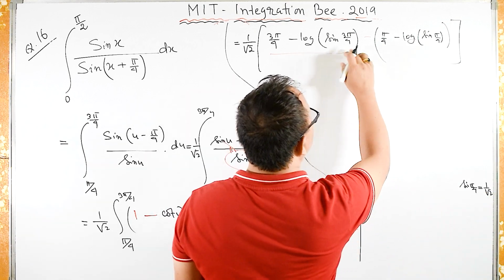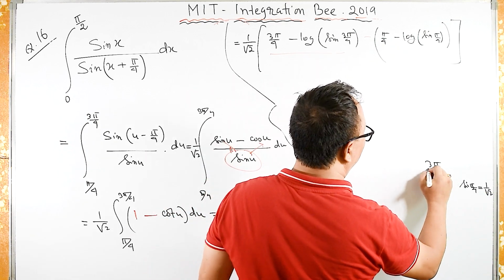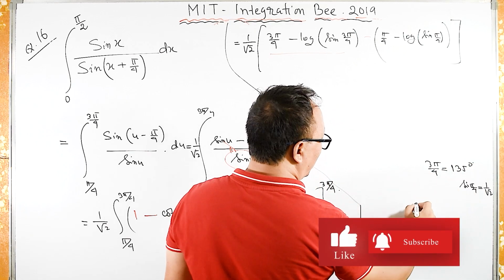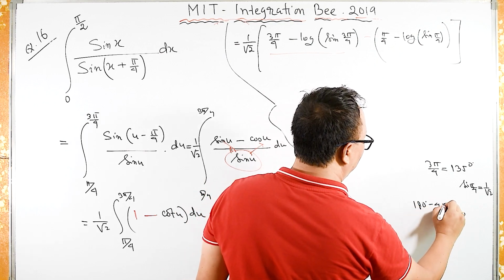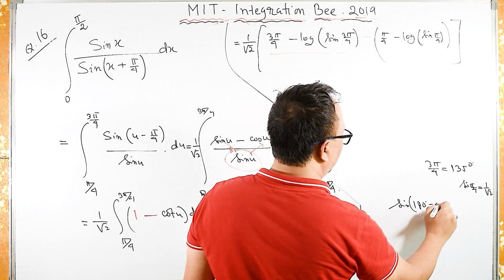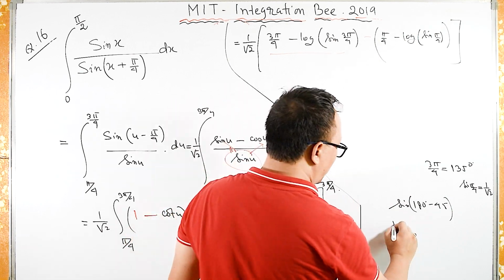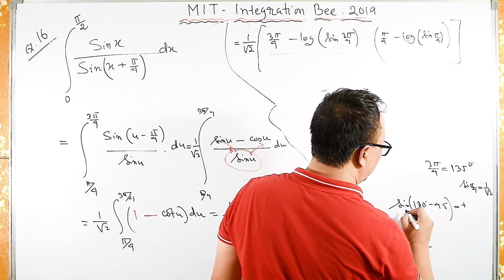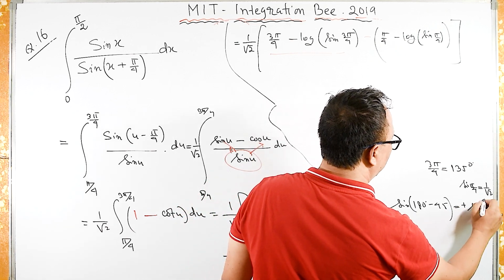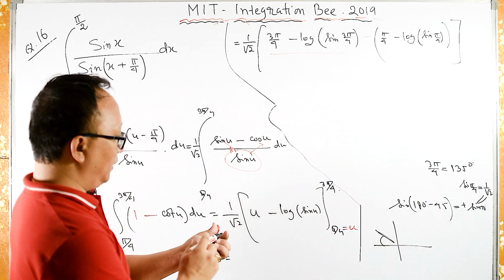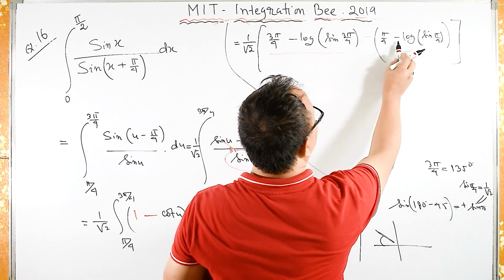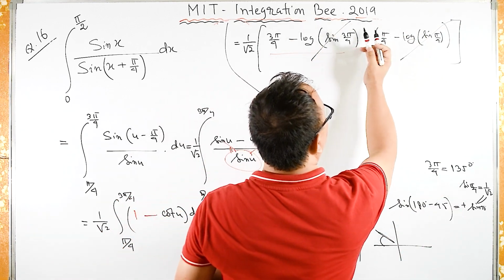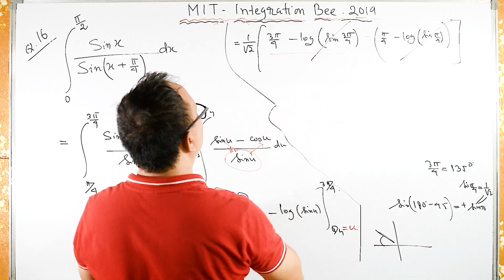So what is sine 3 pi by 4? In terms of degrees, we have 135 degrees. 135 degrees is the same as 180 minus 45 of sine. Sine of 180 minus 45 is in this quadrant, where sine is positive, so it goes to sine of 45. Therefore these values are the same, so the minus and plus cancel. Log of sine 3 pi by 4 and log of sine pi by 4 cancel. So what we have is this.